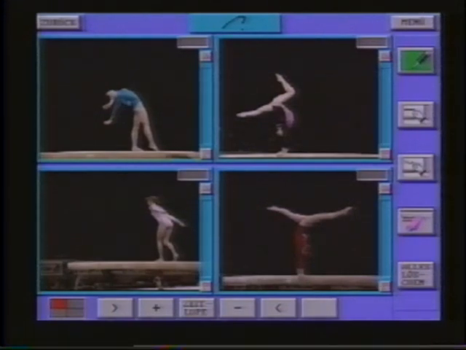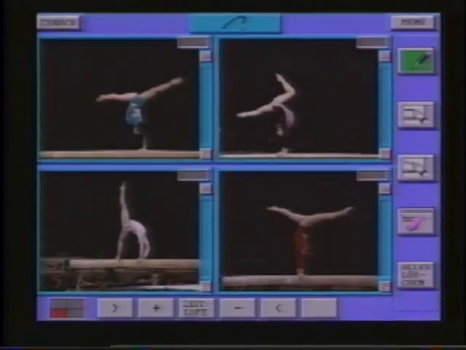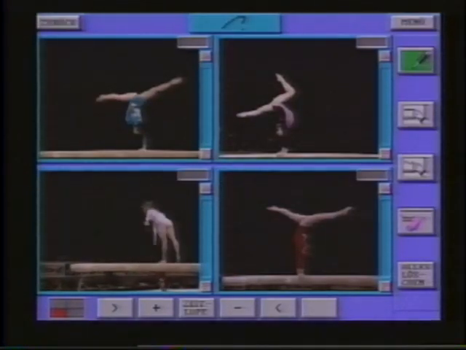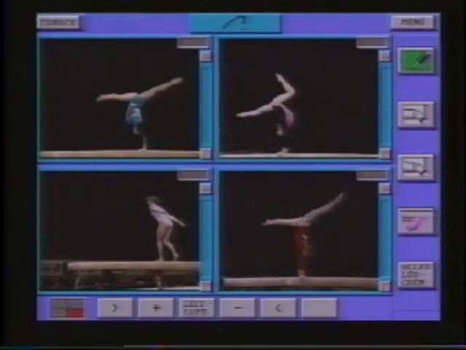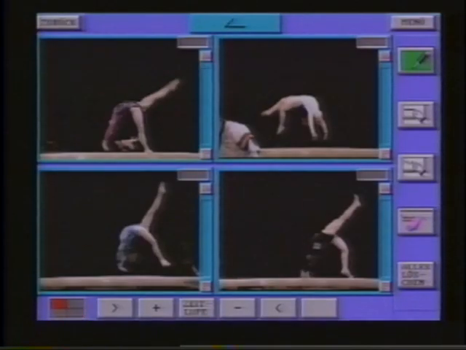Third example, backswing to tick-tock, still no deduction or minus 0.05 for slight interruption or break in the swing. Fourth, for lack of leg separation, minus 0.05, and for loss of balance, minus 0.05. All walkovers on beam are A.